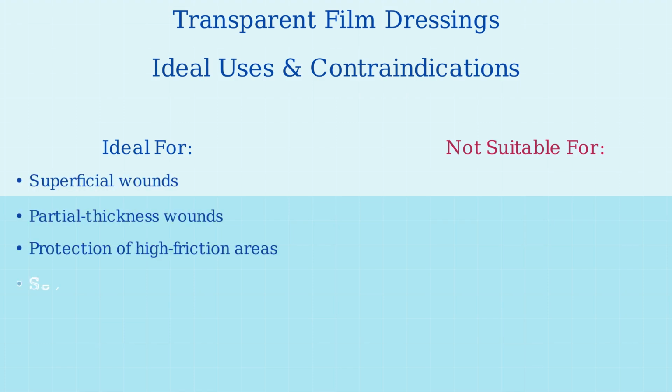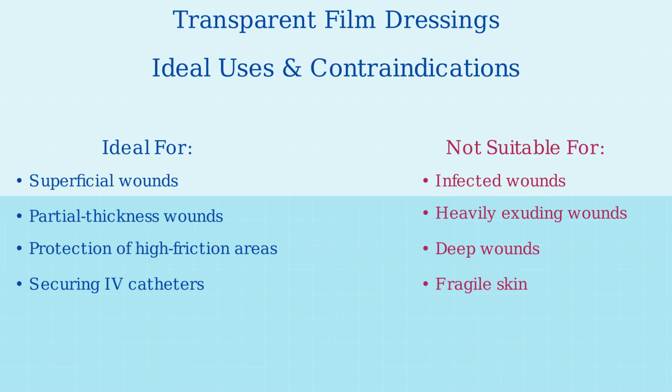Let's examine when transparent film dressings are most appropriate and when alternative dressings should be considered. Transparent film dressings are ideal for superficial wounds, partial thickness wounds, protecting high-friction areas, and securing intravenous catheters. However, they should not be used on infected wounds, heavily exuding wounds, deep wounds, or on fragile skin where removal might cause trauma.